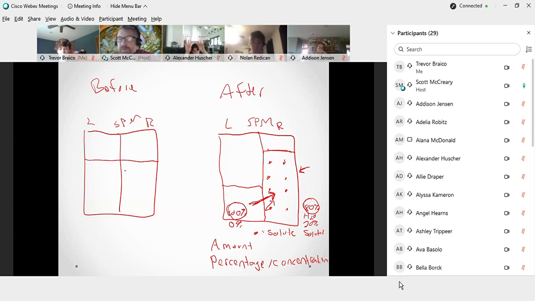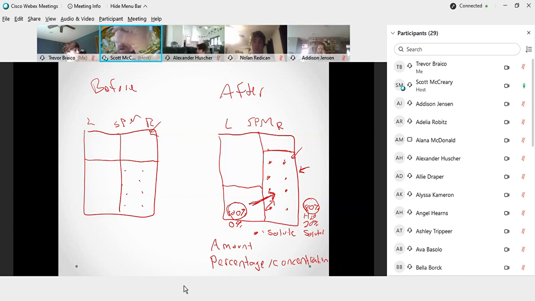They can't move across the membrane, so yeah, it'd be 8. The amount of solutes can't change. Now let's look at the right side here and compare it to the right side here. Will the percentage or the concentration change? Because I added more water, right? So would the concentration change? Yes, it's going to change.